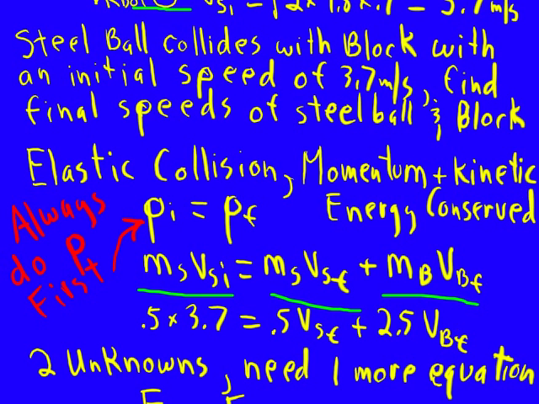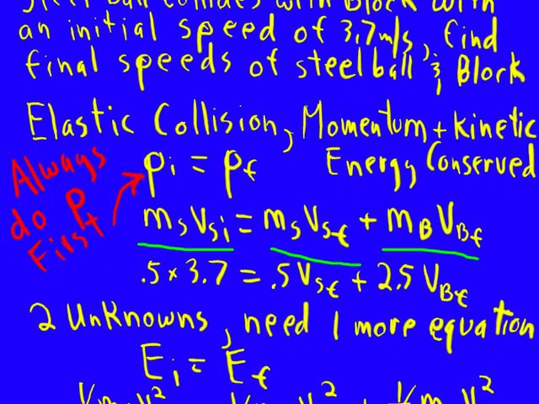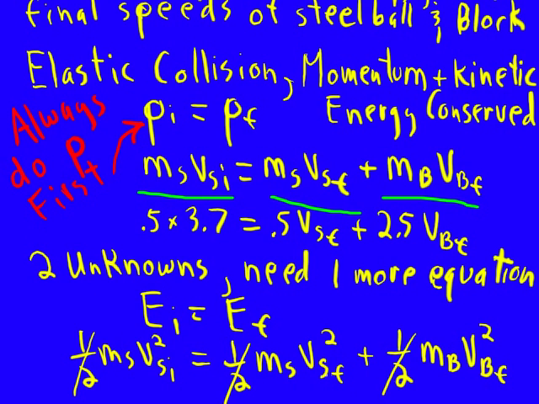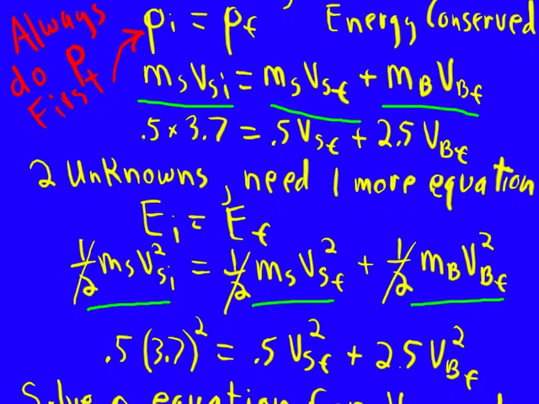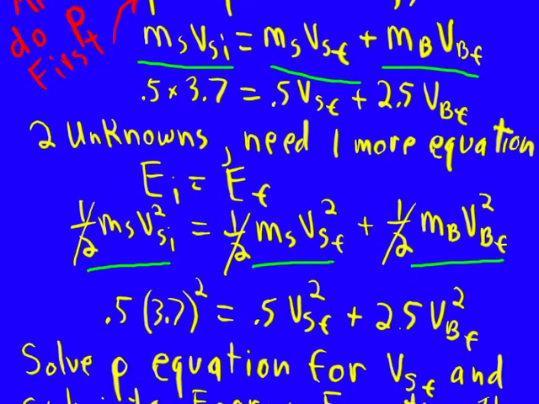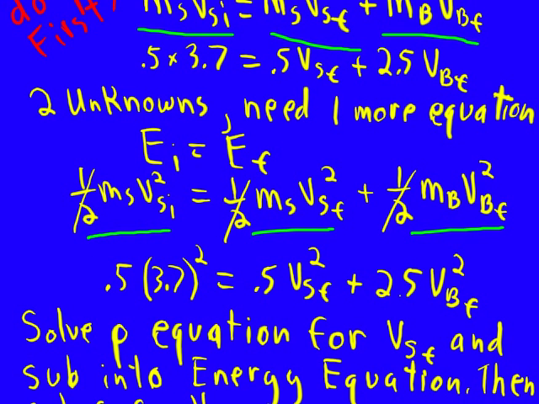We need one more equation, and since we're told it's an elastic collision, we can also say the kinetic energy is conserved. Some people call this a perfectly elastic collision. We are just defining elastic collision to mean kinetic energy is conserved as well. The initial kinetic energy is all in the steel ball, 1/2 m v initial squared, and the final is shared between the steel ball's kinetic energy and the block's kinetic energy. We can do some simplification and substitute in the masses, and eventually we reach a point where we have two equations and two unknowns.